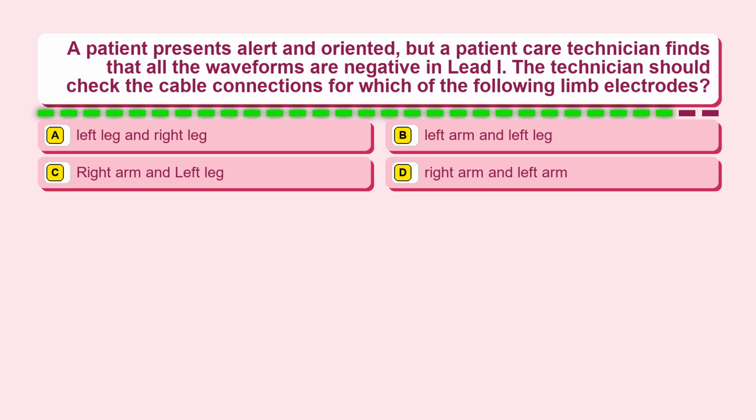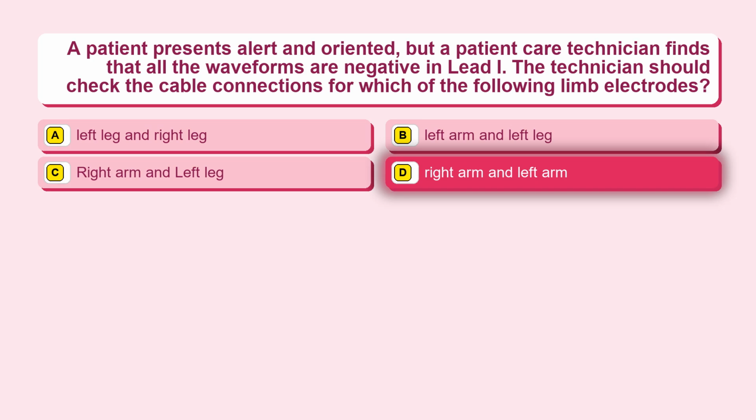Question 59. A patient presents alert and oriented, but a patient care technician finds that all the waveforms are negative in lead I. The technician should check the cable connections for which of the following limb electrodes? Option A, left leg and right leg. Option B, left arm and left leg. Option C, right arm and left leg. Option D, right arm and left arm.